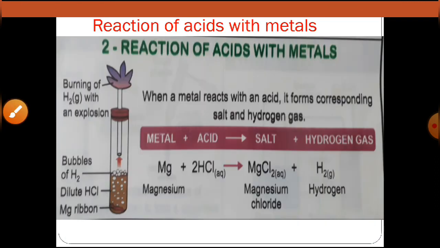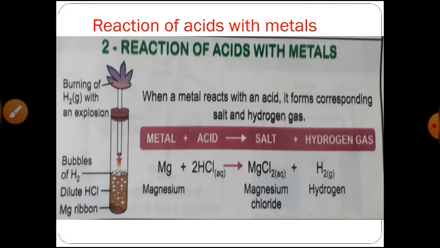So let us see the first one, reaction of acid with metals. Metals are highly reactive with acids. Many times you have seen corrosion on iron and other articles. What happens is that atmospheric gases like sulfur dioxide, carbon dioxide and moisture react with iron to form ferric oxide. So this shows that metals react with acids.